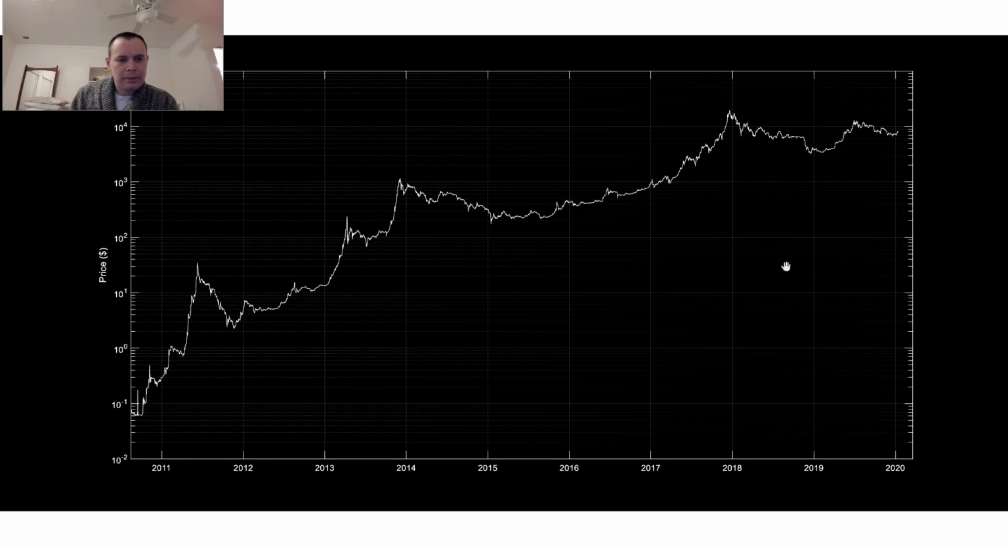Today we're going to go over Bitcoin and we're going to be looking at it on a log scale. So not only is the y-axis going to be log, but the x-axis is also going to be log.